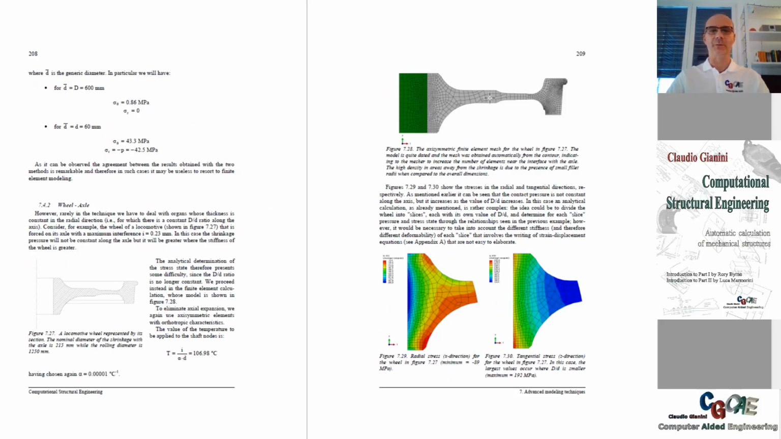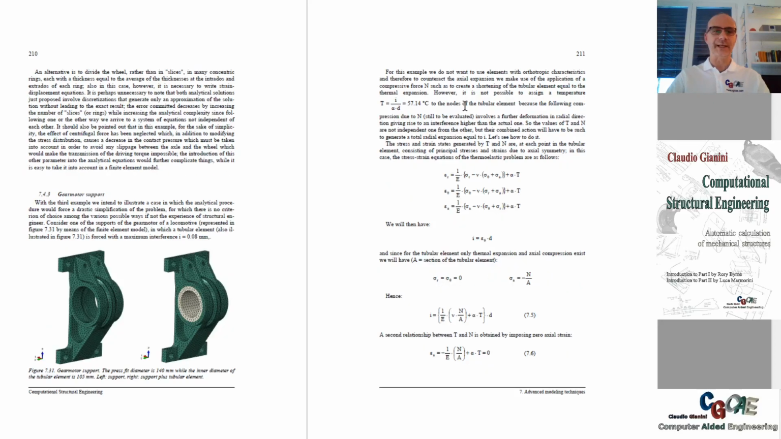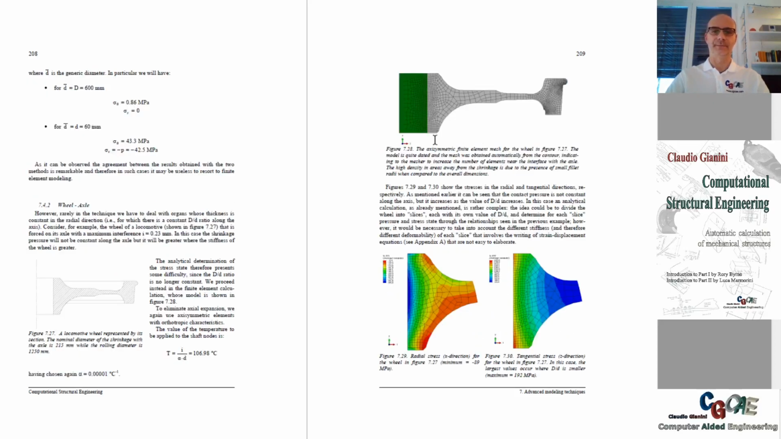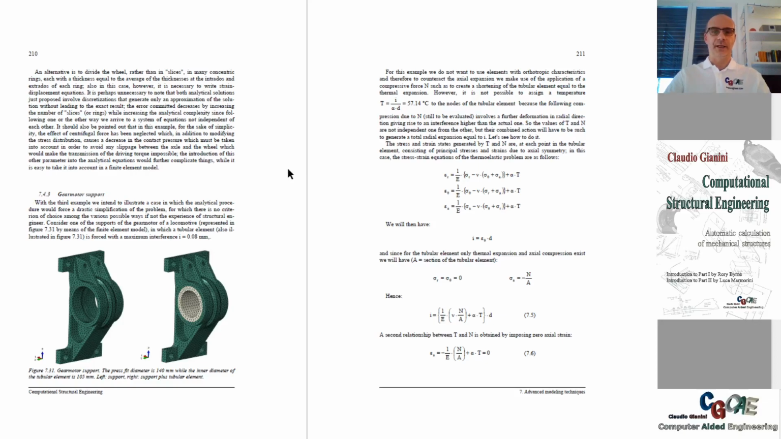Same example, but with a railway wheel. This is a locomotive wheel with 1,250 millimeters rolling diameter, so 1.25 meters, and again to show that this approach can be exploited. For the same locomotive, we have the engine support, again with a tubular element which is shrunk into the support.